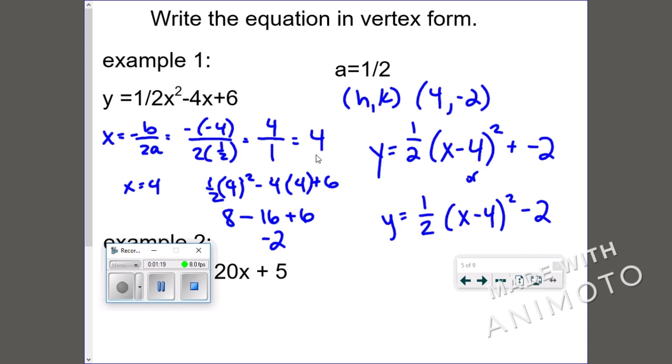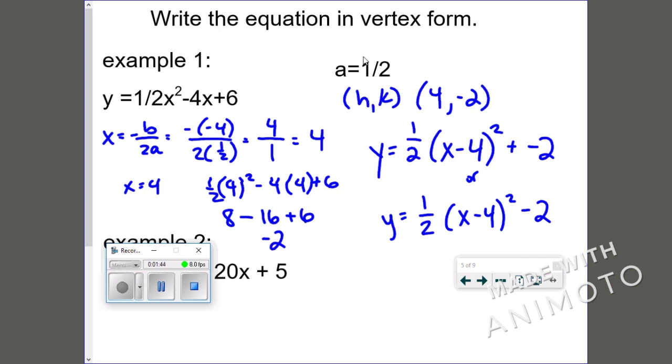So remember, that's just the x coordinate of our vertex. That's just h. We need to plug it into the original equation to find k. So we do 1/2 times 4 squared minus 4 times 4 plus 6. 4 squared is 16. 16 times 1/2 is 8. 4 times 4 is 16. So we have 8 minus 16, which is negative 8. Negative 8 plus 6 is negative 2. So our vertex is 4, negative 2, or our HK is 4, negative 2.